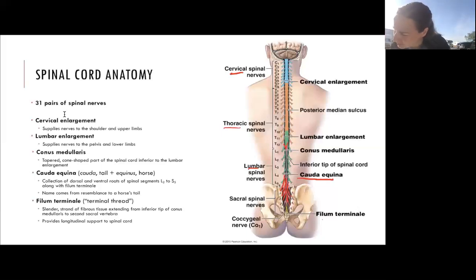The filum terminale, that guy is going to extend from the spinal cord to basically down by the tailbone, and he is just there for support. Definitely need you to know the conus medullaris, where it goes into a cone shape and finishes. Where does it finish? L1 and L2. And then the cauda equina is going to begin at that point, and then all of those nerves will come down from there.